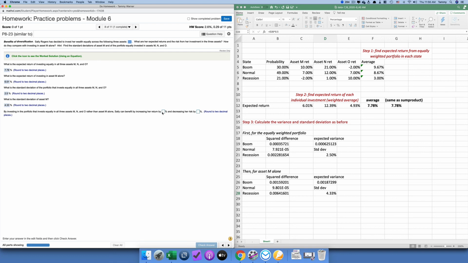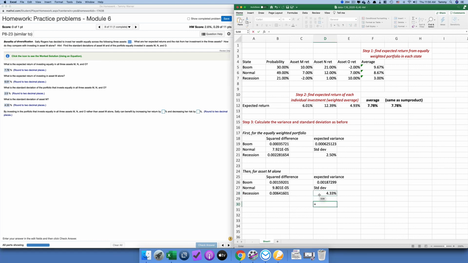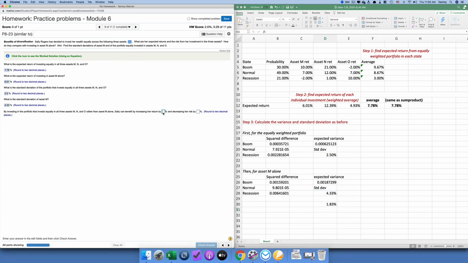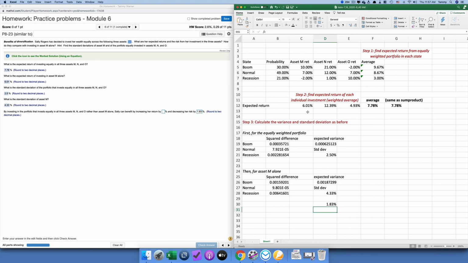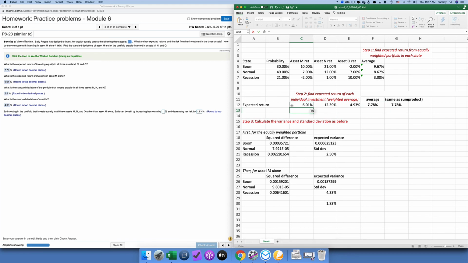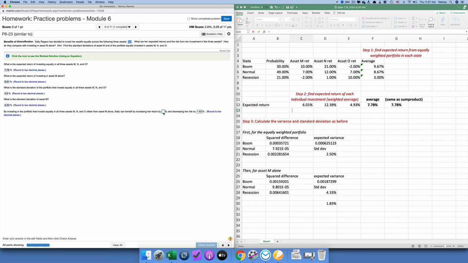So we can decrease our risk by the difference between 4.3 and 2.5. So that's going to be 1.83% less risk. No, I'm sorry, got that wrong. We decreased our risk by 1.83 and increased our return by the difference between 6.01 and 7.78. So it's going to be 1.77%, I think.